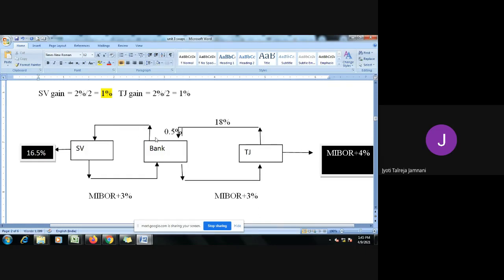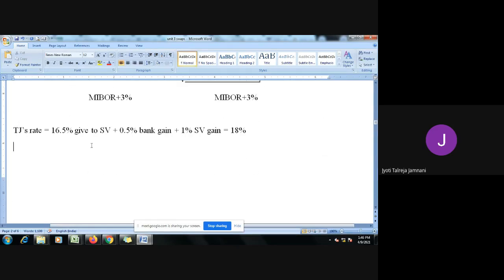Out of this 18%, the bank will keep 0.5% with itself, because that is the bank's gain. So the bank will remove its gain and keep it with itself. The remaining 17.5%, the bank will transfer to SV. So from TJ, 18% has gone to the bank. The bank has kept its gain of 0.5%, and the rest it has transferred to SV. Now we will see the gains of both the companies.